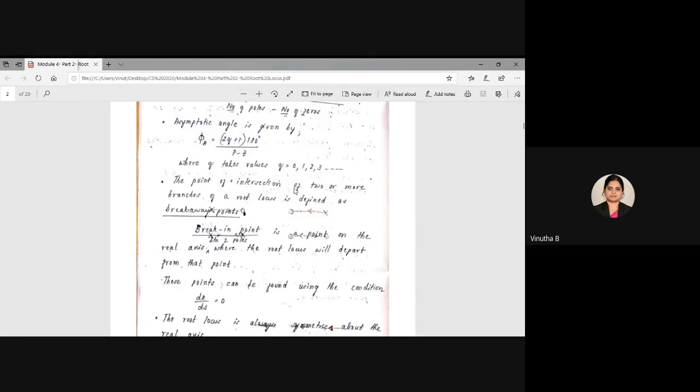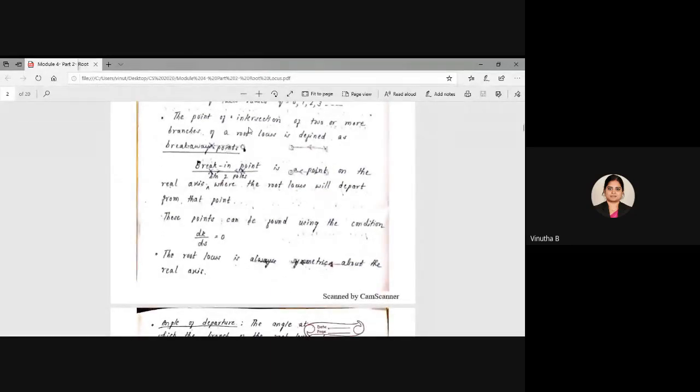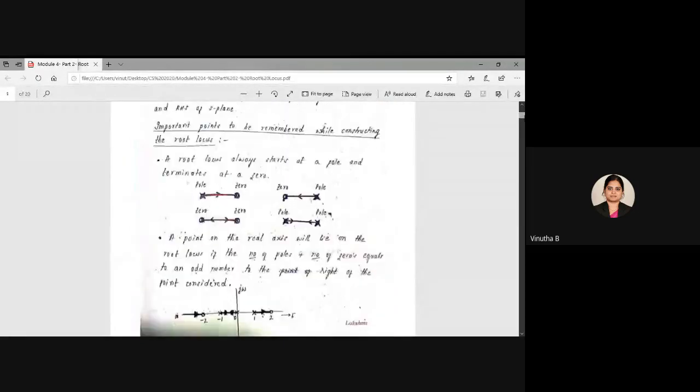And then the point of intersection of two or more branches of a root locus is defined as breakaway points. So here you can see, I will show you here. This is the breakaway point. Here you have two poles, two poles which are adjacent to each other, and you can see how it is moving like this. So that will give you a breakaway point.